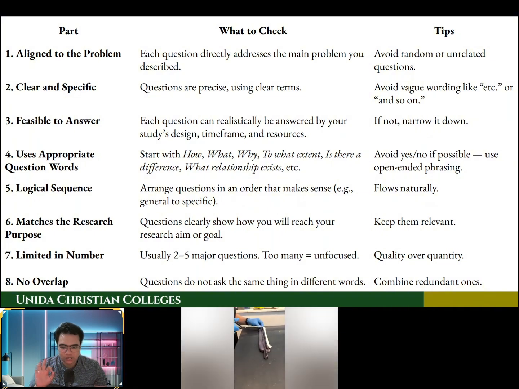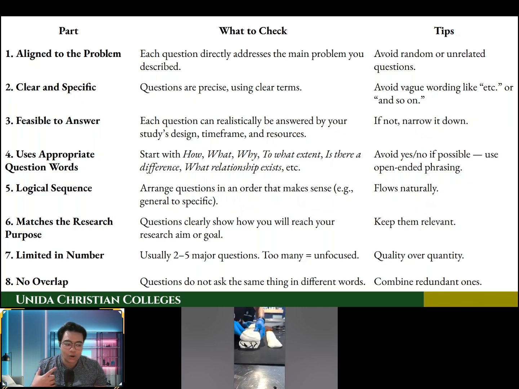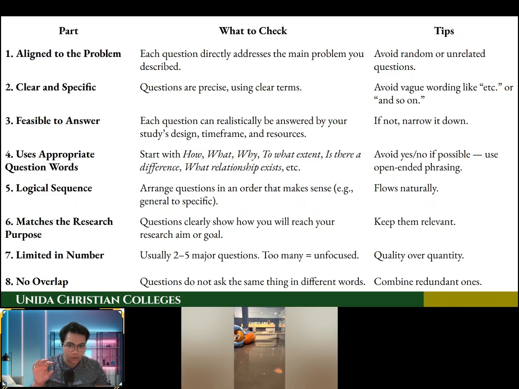Next, logical sequence. Arrange in order that makes sense from general to specific, from easiest to hardest. So, for example, if we're looking at certain relationships between two variables, uunahin po natin muna yung questions about the different variables, and then saka natin ititignan yung complex question of how one variable relates to another.